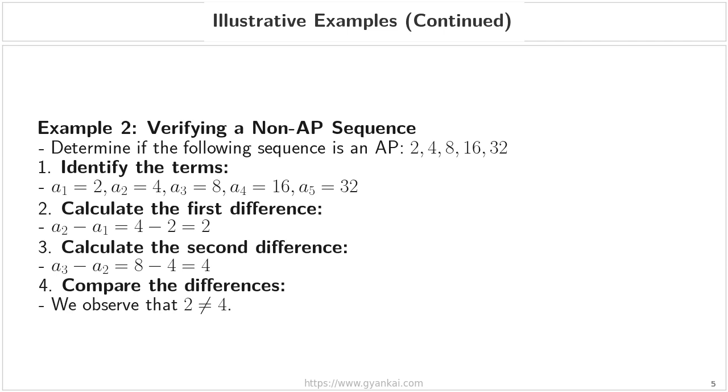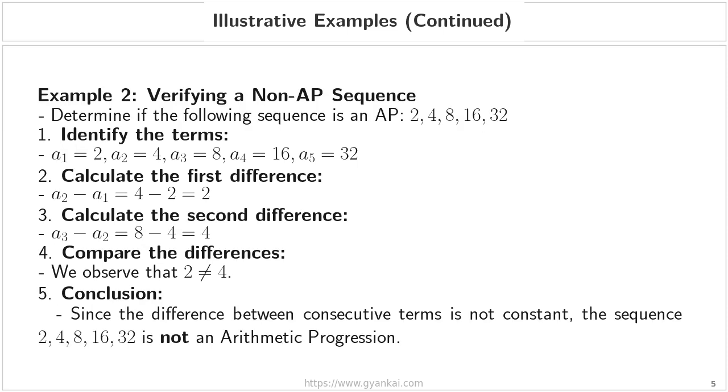In step 4, we compare the differences. This is the most critical part of the verification. We observe that our first difference, which was 2, is not equal to our second difference, which was 4. Finally, step 5, conclusion. Because we found that the difference is not constant, we can stop right here. We have proven that the sequence 2, 4, 8, 16, and 32 is not an arithmetic progression.